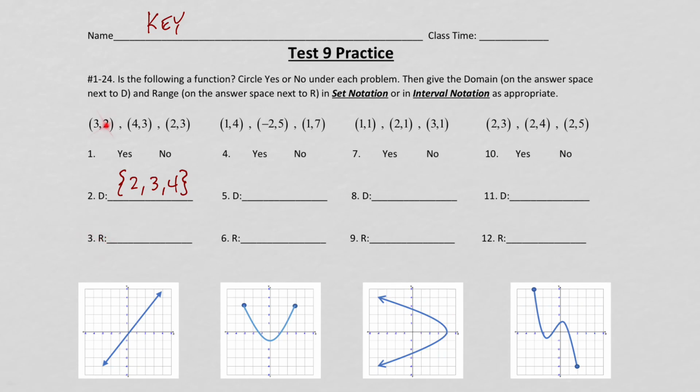The range is the collection of the y values. So just 2 and 3, and don't repeat the 3. So the range is 2 and 3, and you need those braces for set notation.